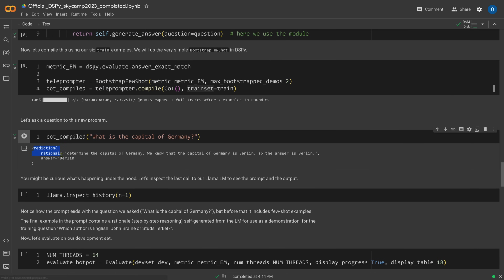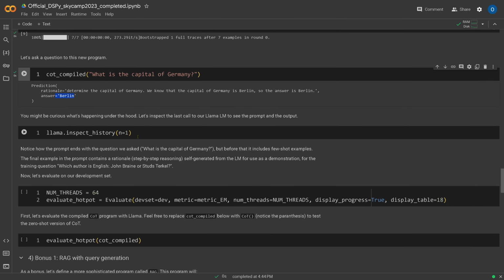So you have the prediction of the rationale. Now we have additional synthetic data, determine the capital of Germany. We know that the capital of Germany is Berlin. So the answer is Berlin. So this is from the Wikipedia. The answer is Berlin. You are amazed, I know.